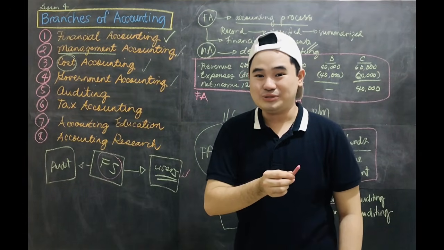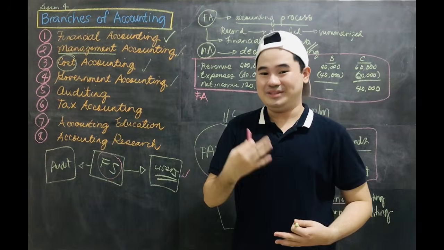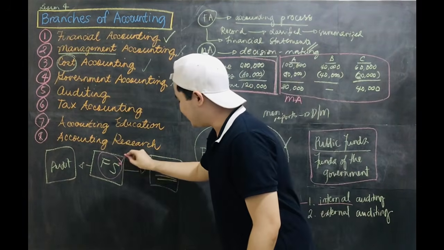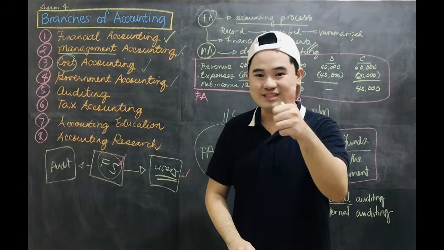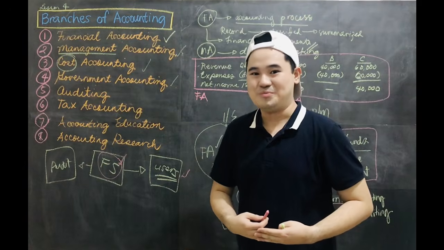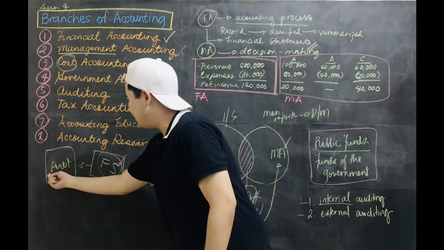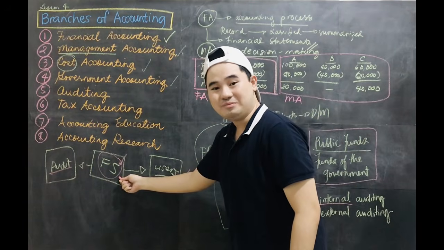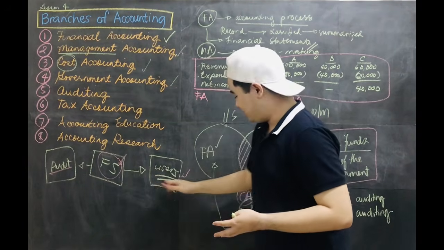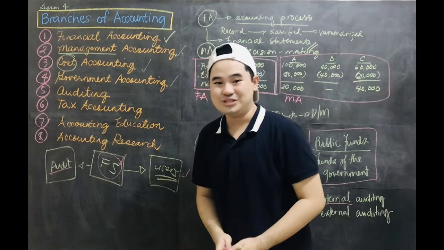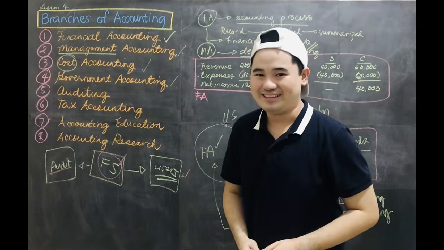And why is it called external auditing? A third-party accountant, which is called an auditor, can check the financial statements on its accuracy and if it is in line with the financial reporting framework. So, audit is checking and verification of financial statements for the users of those financial statements to know that those financial statements are correct. Okay?